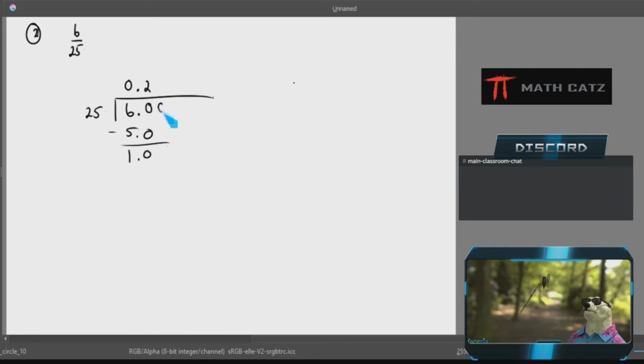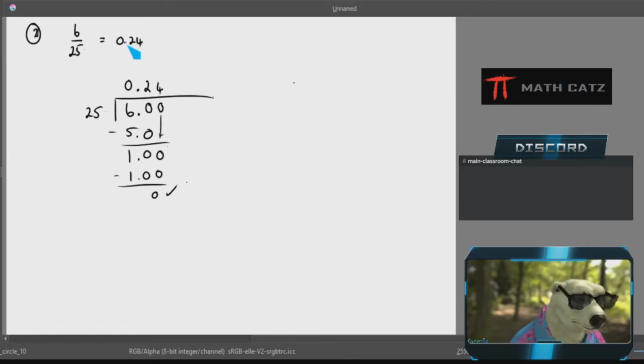I need more zeros. Bring them down. I can look at 100. 25 goes into 100 4 times. 4 times 25 is 100. Relative to that position, I have nothing left. So 6/25 is 0.24. Again, you might say, oh, that was easy. Because we pick nice denominators to work with, it isn't terribly difficult, but we don't need it to be terribly difficult to demonstrate the method. Now I lost my last question. Where are you, last question?